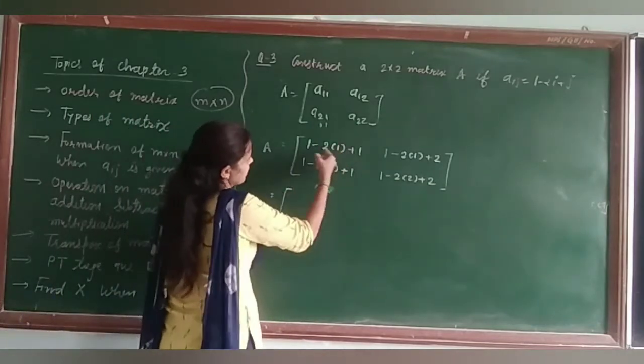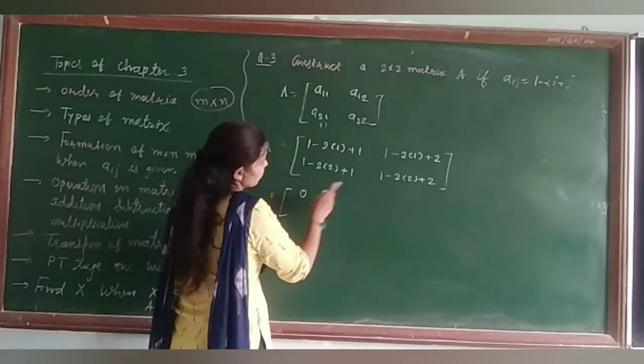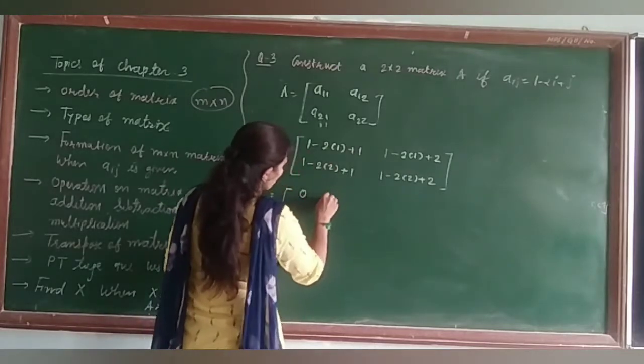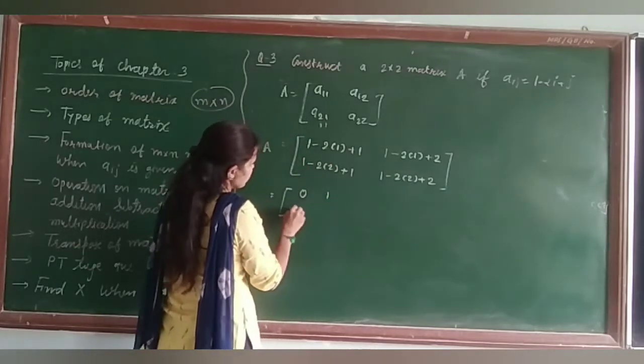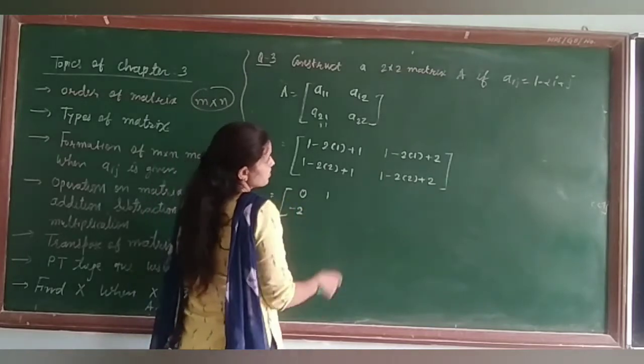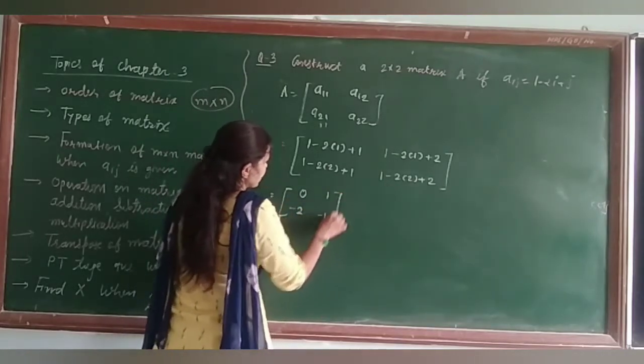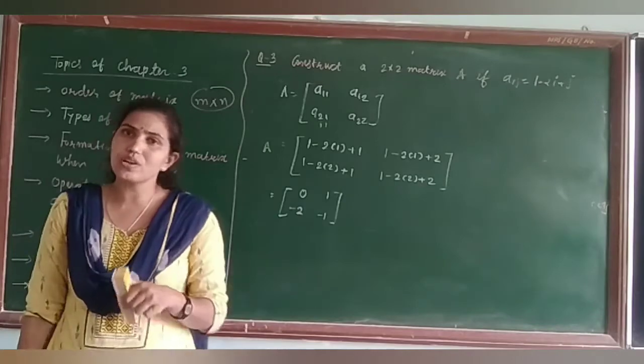Now just separate the multiplier. 1 plus 1 is 2, 2 minus 2 is 0. Then it is 3 minus 2, 1. 2 minus 4 is minus 2, and 3 minus 4 is minus 1. So this is your answer, student.